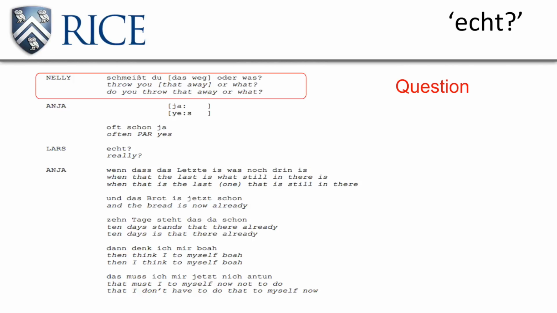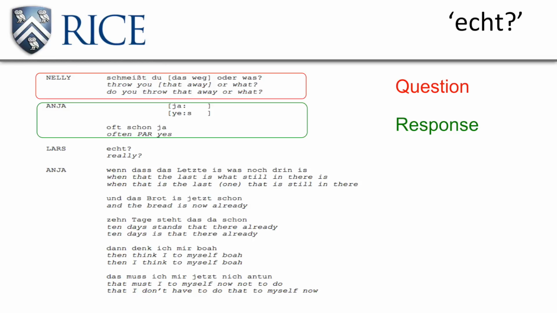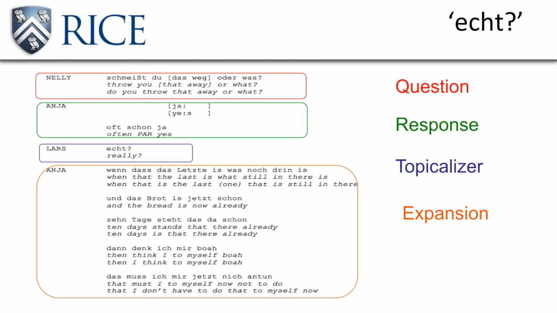And Anja is responding, yeah, often I do. So there's just a little piece of bread left, and I'll throw it away. And Lars goes like, yeah, really? Now actually Anja is supposed to say a little bit more. Now she's supposed to explain why she's throwing away this little piece of bread, and here's her response, her expansion. And now she goes on explaining, well, if there's only a little piece left and it's been there for 10 days, I just throw it out and buy new bread. Okay, so that's pretty much what she says here.